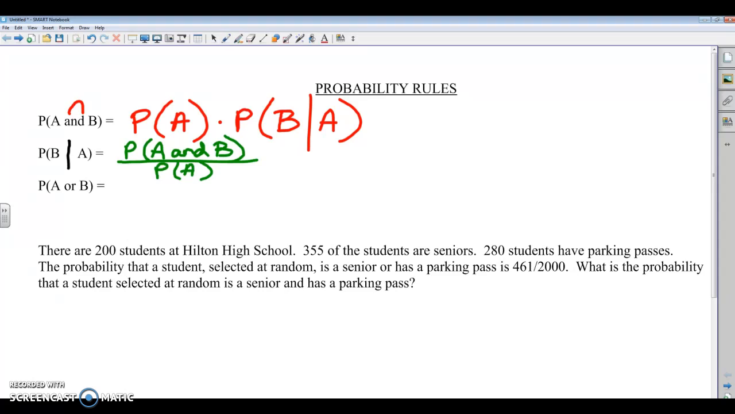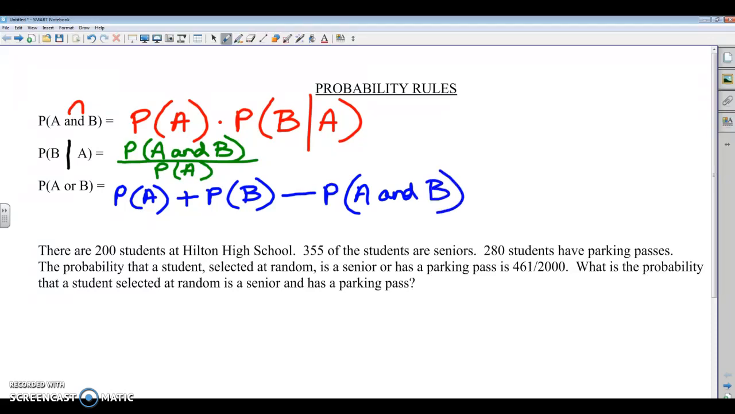And then our last rule of probability, the addition rule, aka OR, the probability of A or B is the probability of A plus the probability of B minus the probability of A and B.